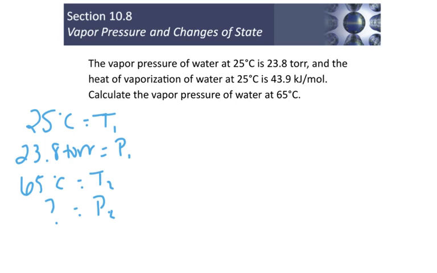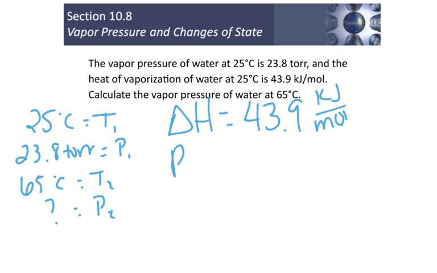So we also know that delta H is, as I'm writing with my hand accidentally, delta H is 43.9 kilojoules per mole. And again, R is 8.314 joules per Kelvin mole. All right.